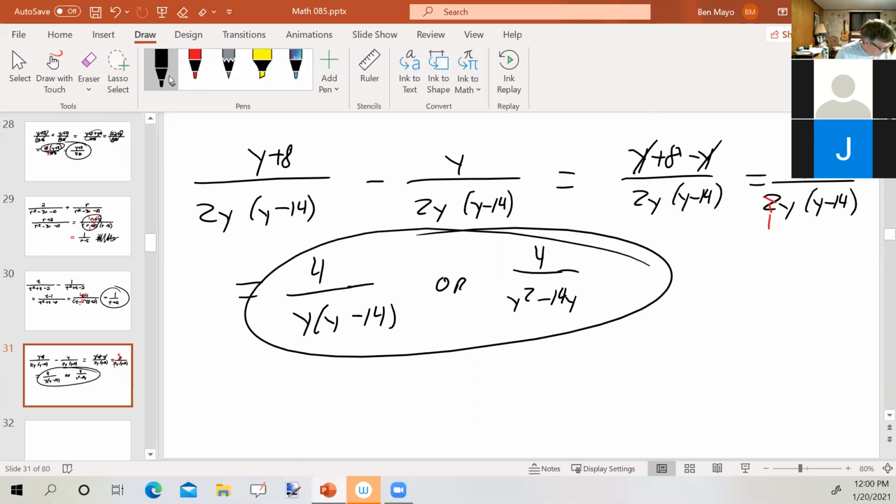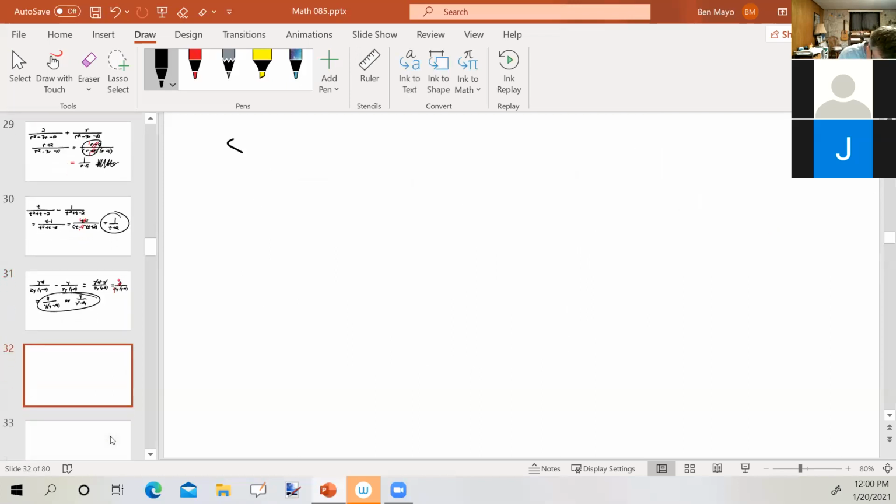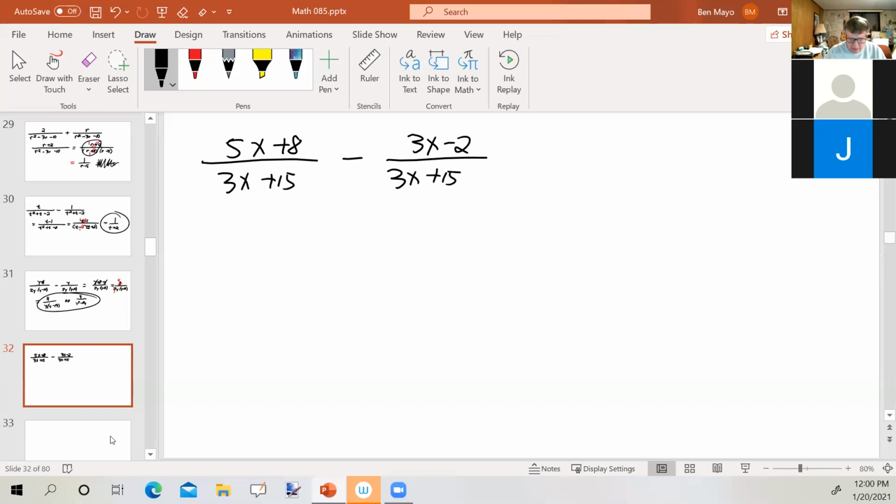Now, here's where things get tricky. 5x plus 8 over 3x plus 15 minus 3x minus 2 over 3x plus 15. Up until now, all the examples that I did that were subtraction, the second fraction had just one number in the numerator. This problem has two terms. So here's what we've got to be careful to do.